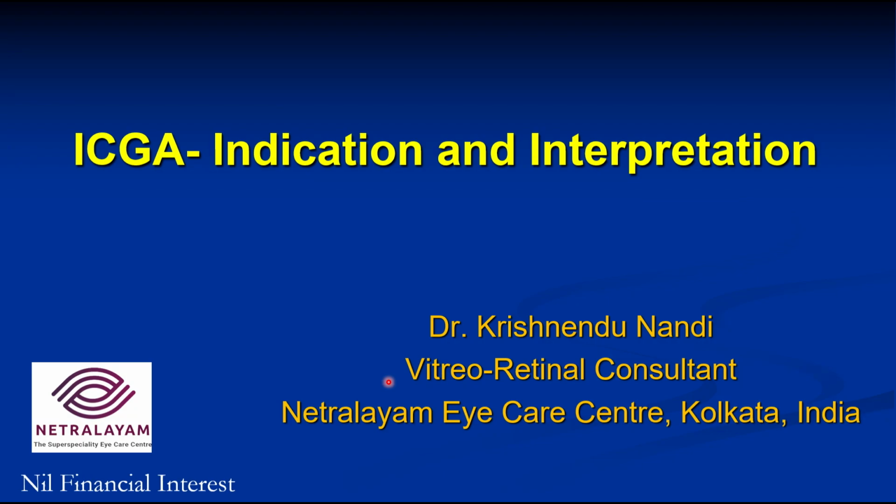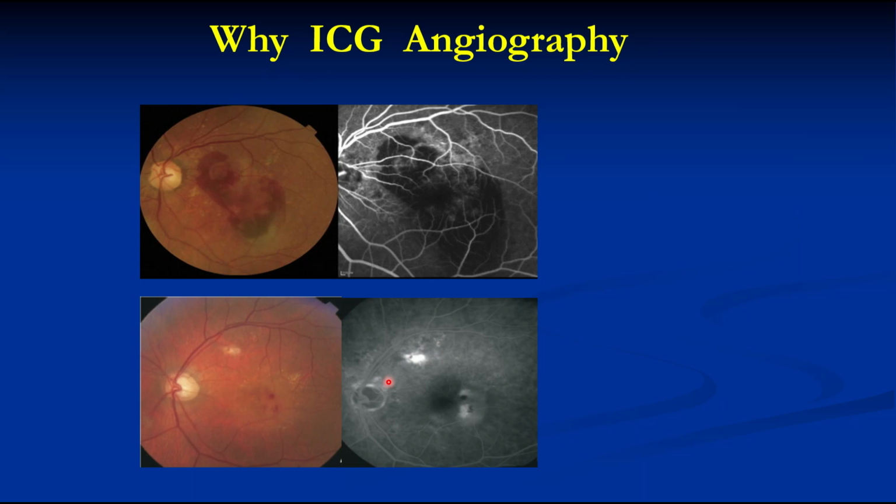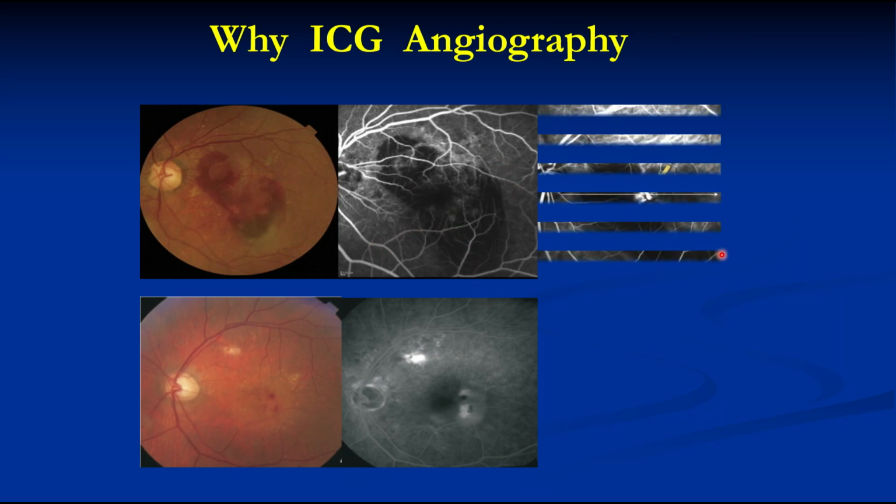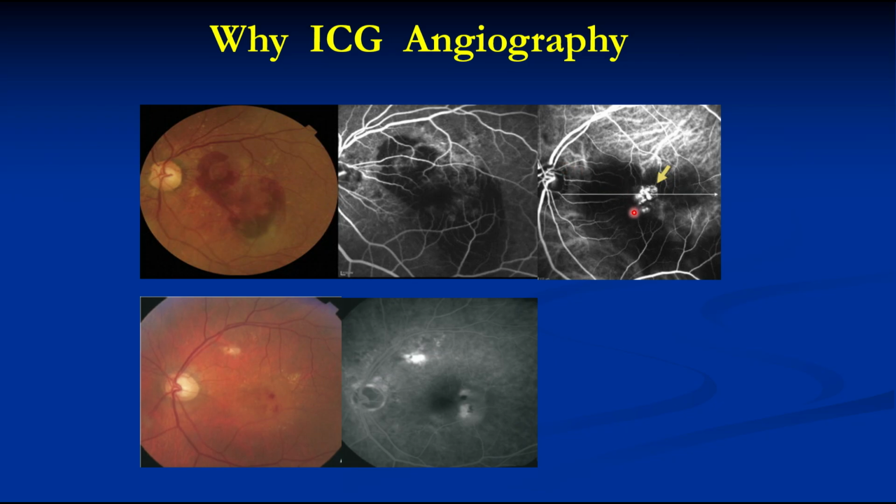Good morning, everybody. My presentation is a little old; ICG is rarely practiced nowadays. So why do we need ICG? Because in this first case there is blocked fluorescence because of the blood, and doing ICG will reveal the polyp.